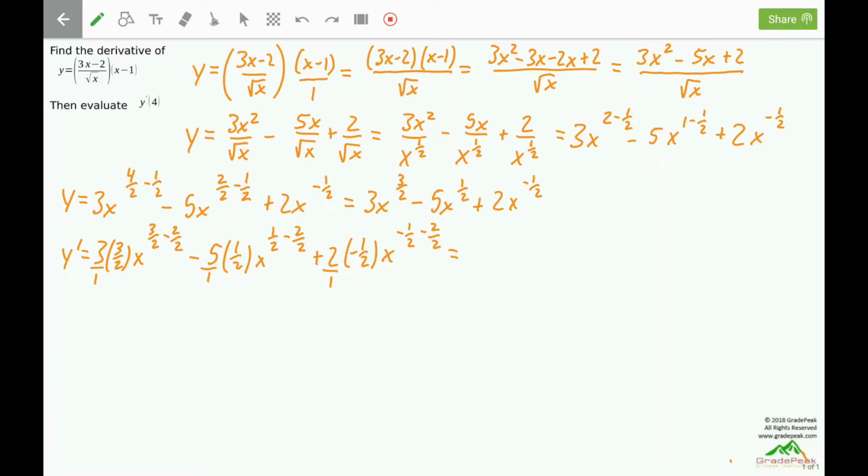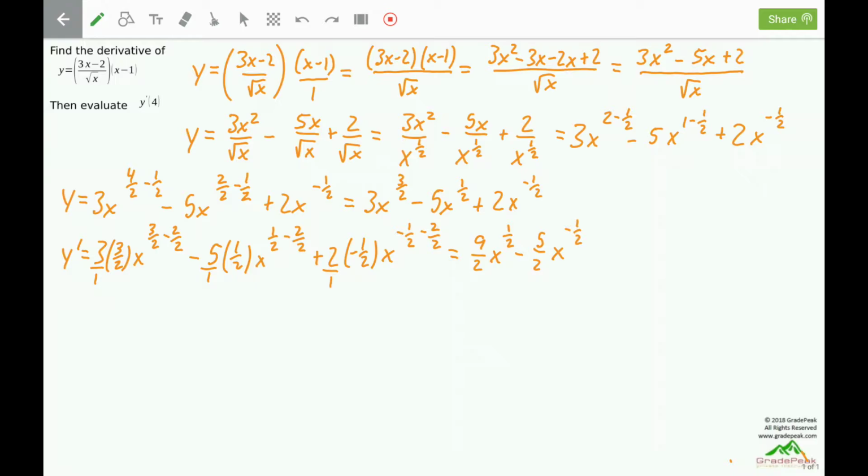3 over 1 times 3 over 2, multiply the numerators. 3 times 3 is 9, 1 times 2, so the denominator is 2, 9 halves. X raised to the 3 halves minus 2 halves is 1 half. We have a negative 5 times a 1, which is negative 5, over 1 times 2, which is a 2. X to the 1 half minus 2 halves, negative 1 half.